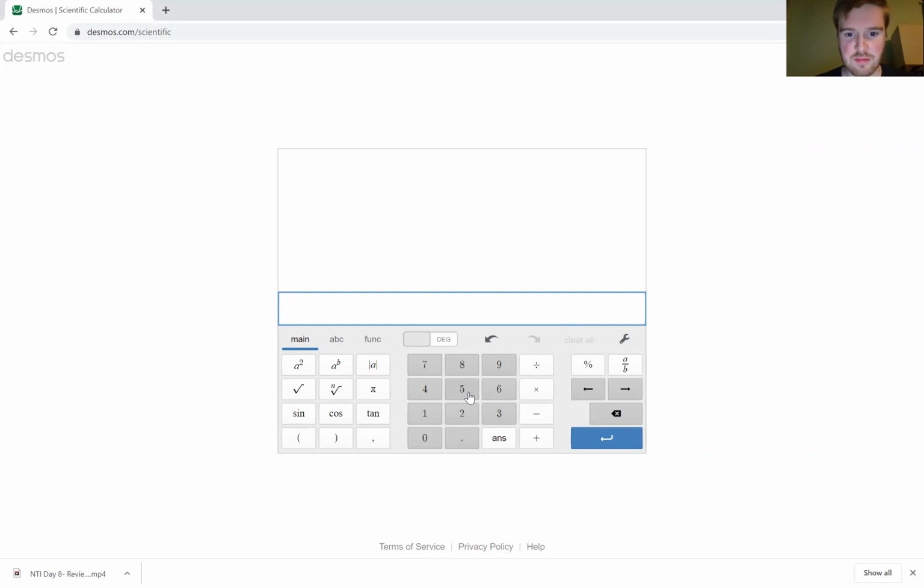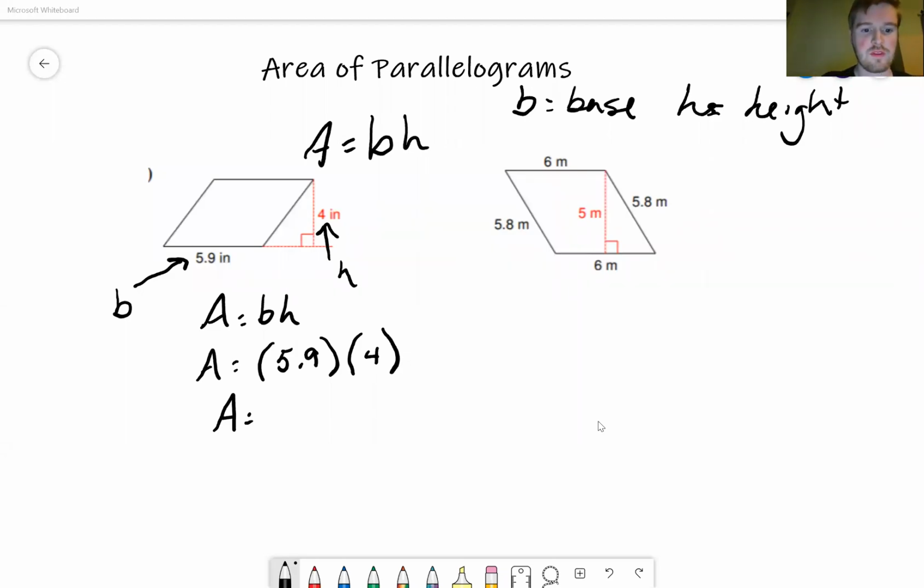You would just type in 5.9, your decimal point there by the 0, times 4, base times height gives you an area of 23.6. All right, so let me go back to that whiteboard that I had a minute ago. And we have an area of, like I said, 23.6. And the units for area, remember, are always square units. So you could write that inches to the power of 2, or if you just want to abbreviate SQ for square, I'm happy with that as well.